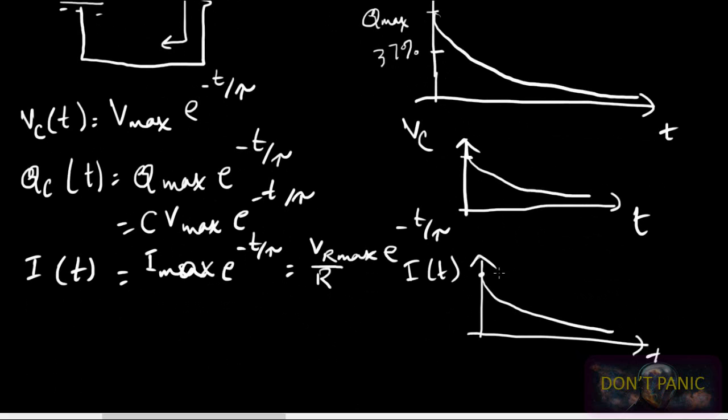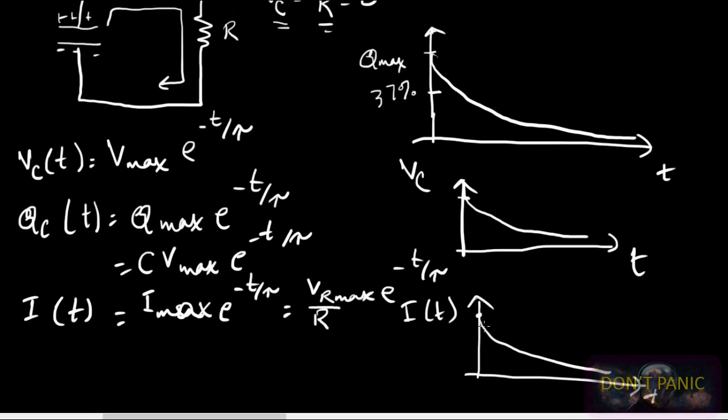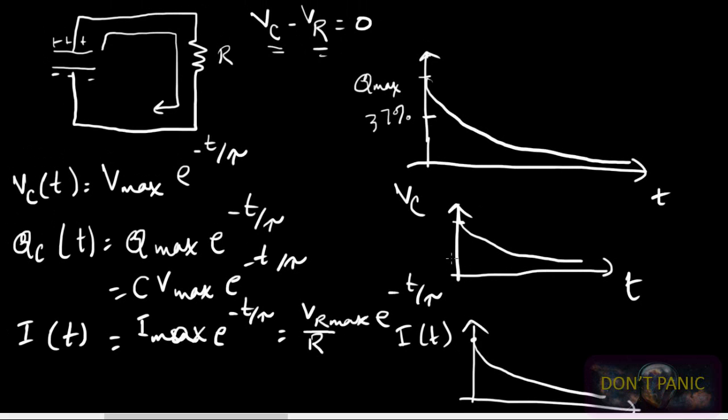So everything goes down. Current decreases whether the circuit is charging or discharging. The voltage across the capacitor increases if the circuit is charging. It decreases if the circuit is discharging. Same thing with the charge. Charge increases if the capacitor is charging. It decreases when the capacitor is discharging. So that's a simple RC circuit, charging and discharging.